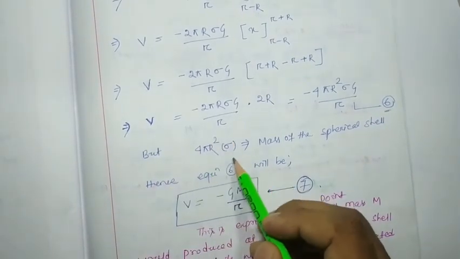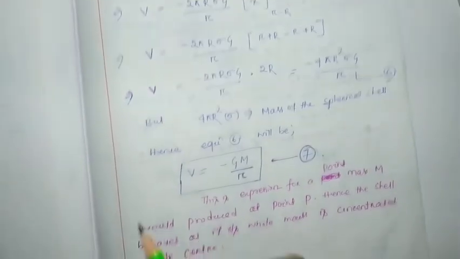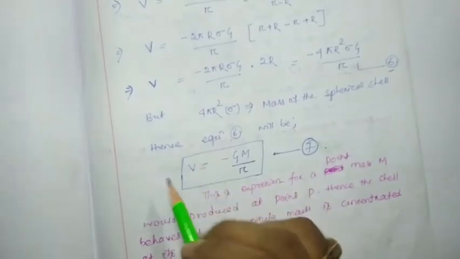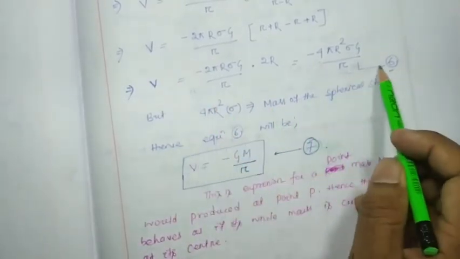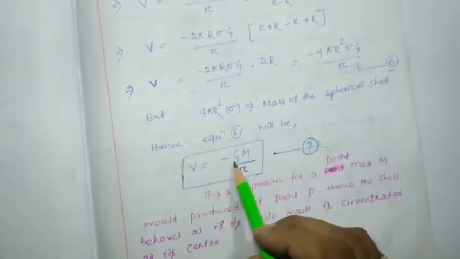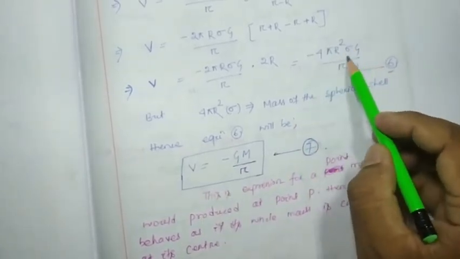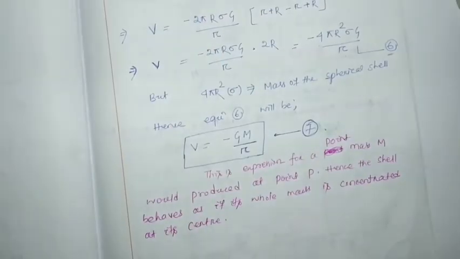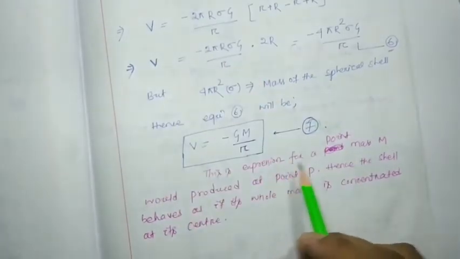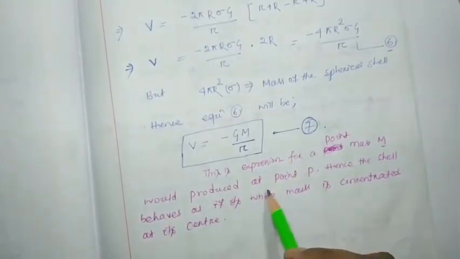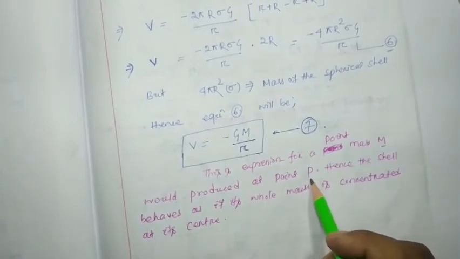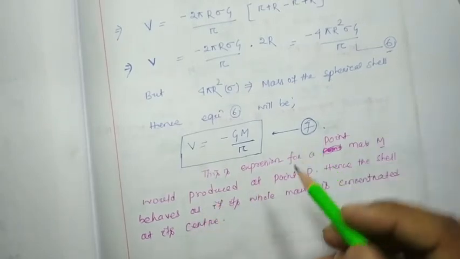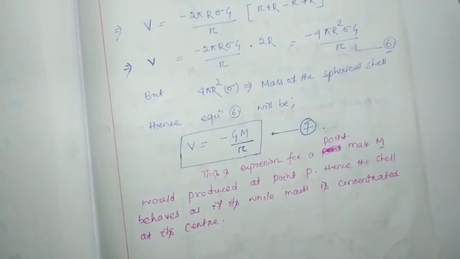But 4 pi R square sigma is nothing but the mass of the spherical cell. Already we have defined this in the beginning of this topic. So hence equation number 6 can be written as minus G. This much value is nothing but your capital M, so minus GM by r. Okay, this is the expression. This is the expression for the potential that a point mass M would produce at the point P.